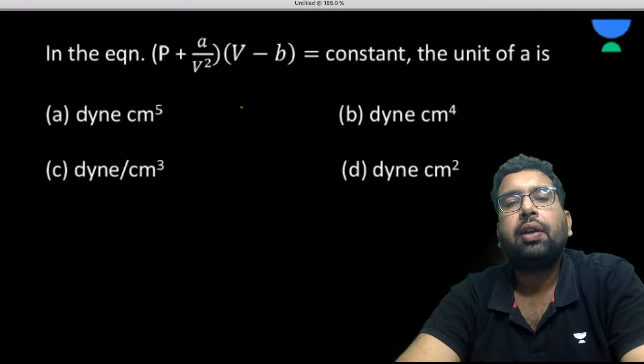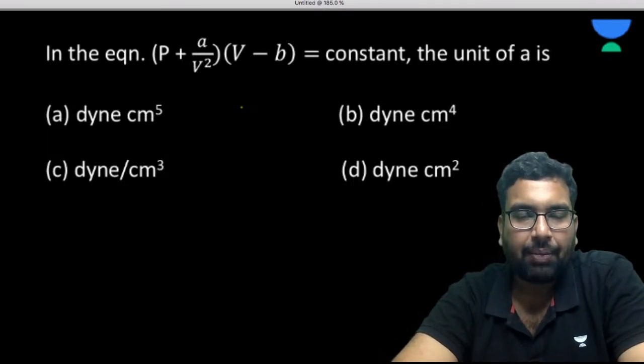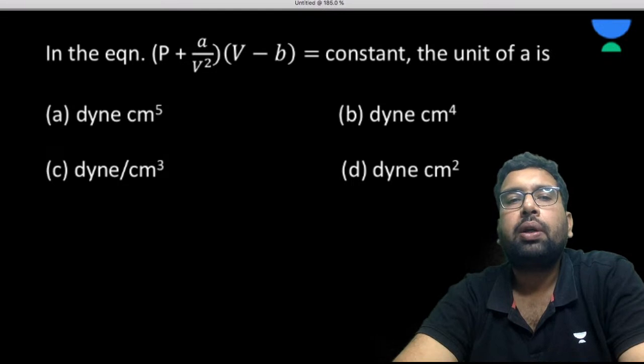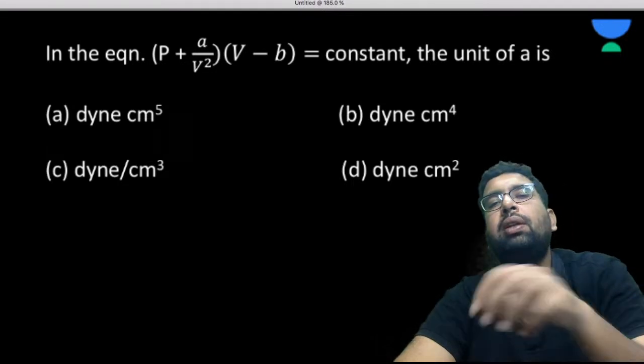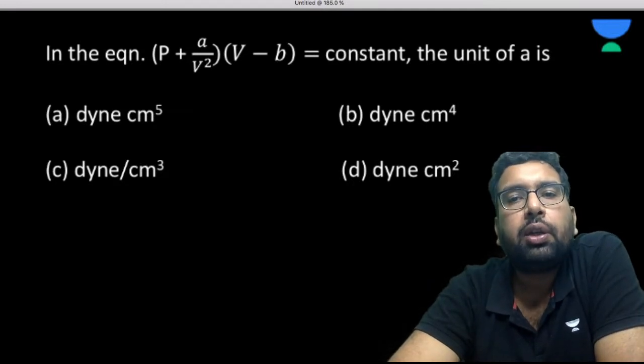So it says in the equation P plus A by V square, V minus B is equal to constant. The unit of A is. Okay, please do it. The live students can respond to me. Very, very simple question, guys. Please answer it. So, sir, how can we do it? So it says in the equation P plus A by V square, V minus B is equal to constant. The unit of A is.